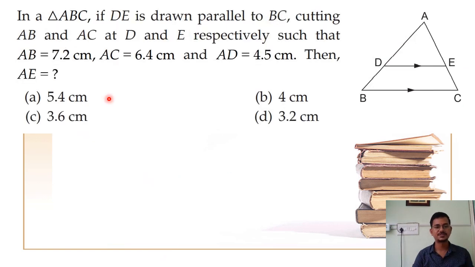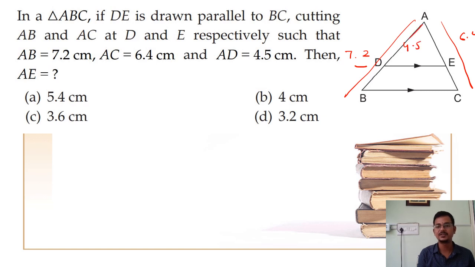So this is the third question in the row. In triangle ABC, DE is drawn parallel to BC, cutting AB at D and AC at E, such that AB is equal to 7.2, so this is equal to 7.2, AC is equal to 6.4, AD is equal to 4.5, and here we need to find the length of AE.